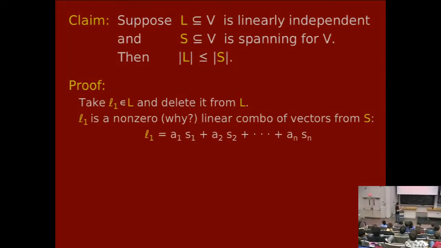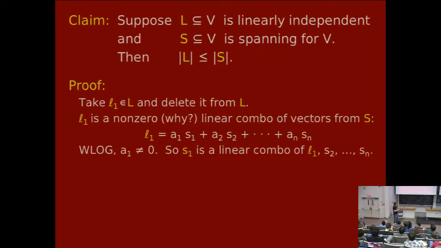Okay, so that means we can write L1 as some linear combination of the vectors in S. I call the vectors in S S1 through Sn. Now, since L1 is not the zero vector, it means not all of these A's can be zero. So let's say without loss of generality that the first A is non-zero. So now look at this equation. We could take all this junk to the other side and divide by A1. And what we'd get is that S1 is a linear combination of L1 and S2 through Sn.